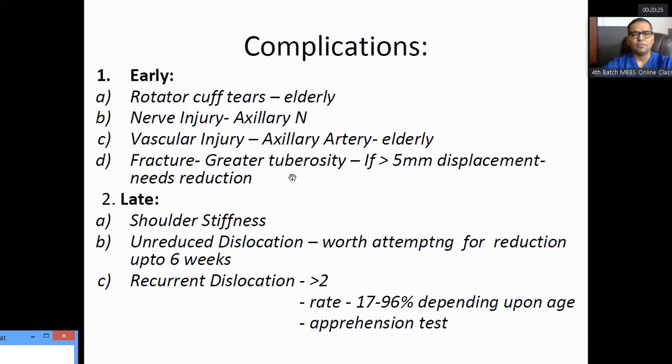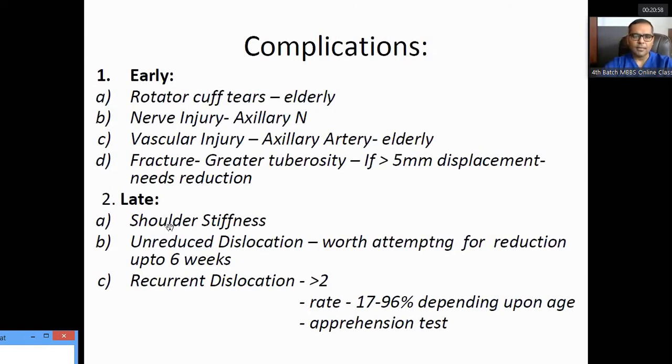Associated fracture of the greater tuberosity. If there is more than 5 millimeters of displacement, that is a criterion for needing reduction, and it is one of the criteria for open reduction also, when we cannot reduce it to less than 5 millimeters of displacement. When we cannot reduce the displacement, we may need open reduction, and we usually fix with K wires and tension band wires and sometimes screws.